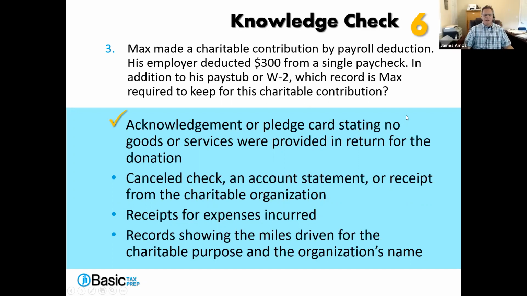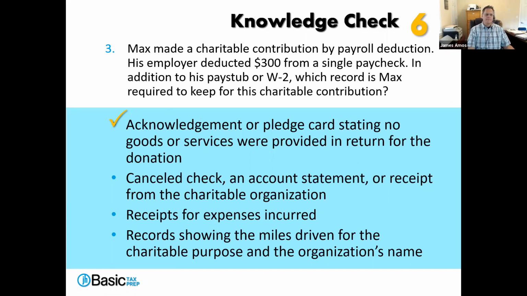I'll give you the answer. I get your reasoning. All they're trying to point out is even from a payroll deduction, you still need something stating about the pledge. The key here is acknowledgement. Normally when you make it, they'll acknowledge, hey, you just gave us $300. You need something from the organization in writing about the donation. Receipt from the charitable organization. Let me tell you why they want that. They want that to match up with the payroll deduction to make sure it's for real.